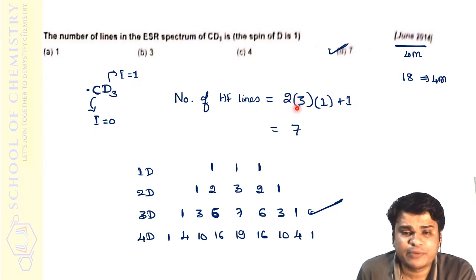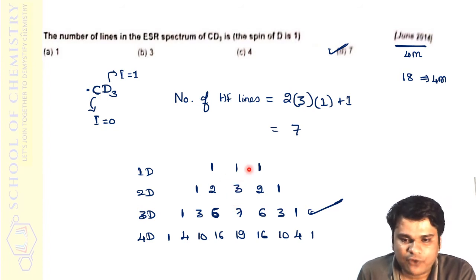Again, straight away, this 2NI plus 1 formula. So in place of N, it is 3 deuterium atoms which are involved in coupling. And the I value of deuterium is given to you as 1, even if you do not know it. If you simplify that, you will get 7 as the answer. What we can expect is a 7 line spectrum in the case of the CD3 radical.